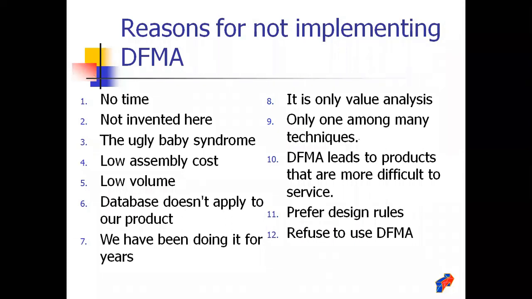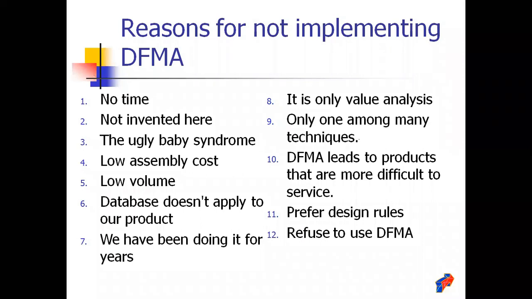Third one, the ugly baby syndrome. It means, for example, some companies feel that by applying the DFMA concepts, the product they produce may look repulsive. That is, its aesthetic properties are not good enough. Because of that, the market would be down for the product. So the time and the effort spent on the product would also be wasted. So they avoid using the DFMA concepts.